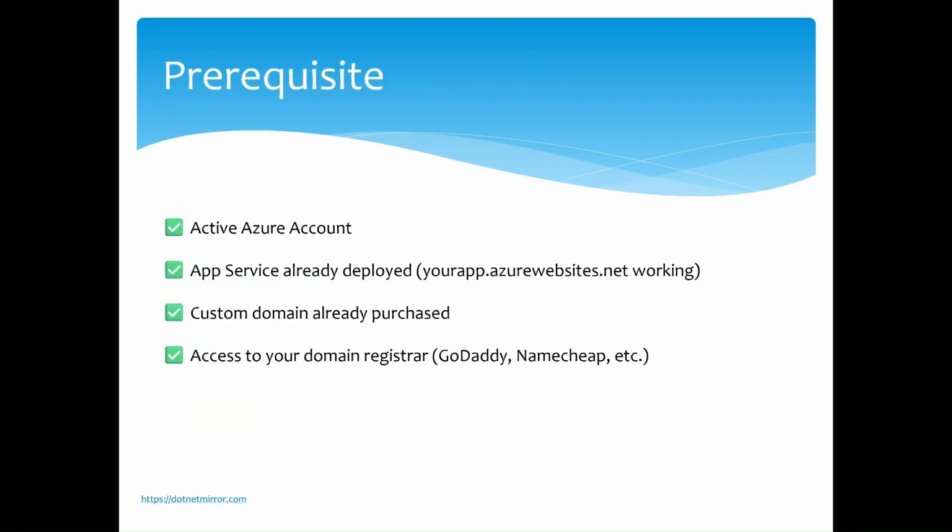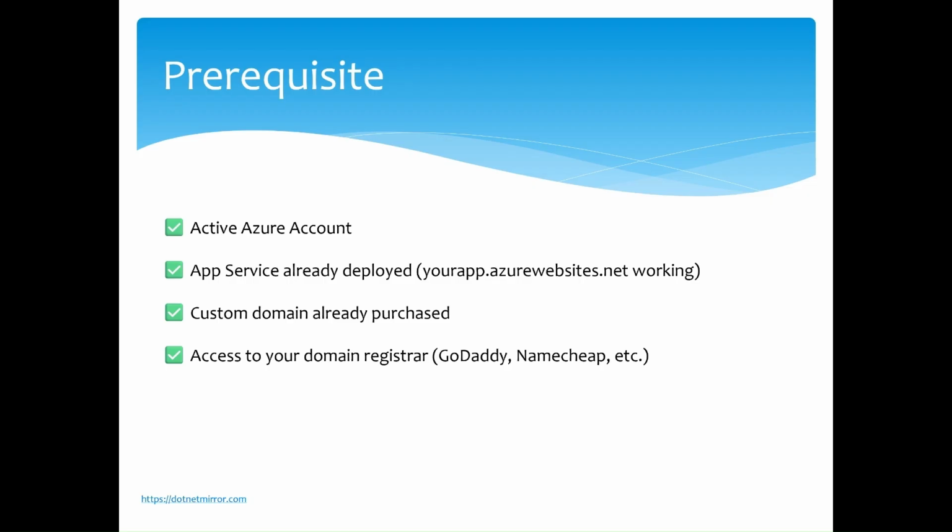First, you need to have an Azure account. Second, make sure your app service is created and the code is deployed. Third, you must have already purchased a custom domain. Azure doesn't automatically give you a free root domain name. You need to buy one through a registrar.